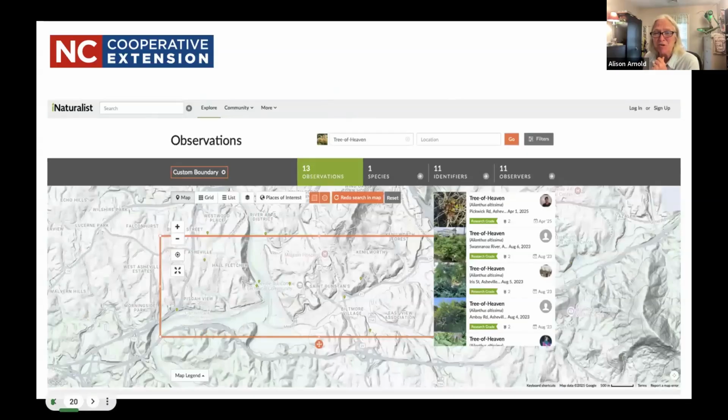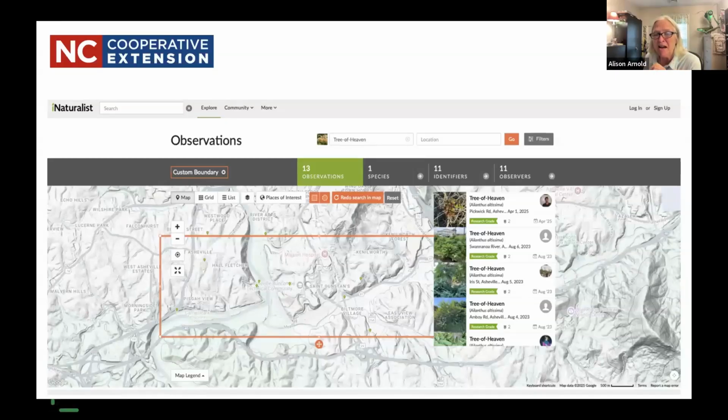This is iNaturalist. And the good thing about this is that you can look at your location. You can upload a photo for identification. You can post it to where you found it. And then, as you can see here in the image, Tree of Heaven has been identified.